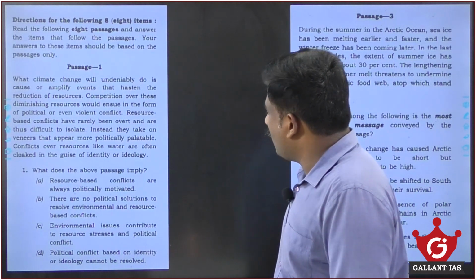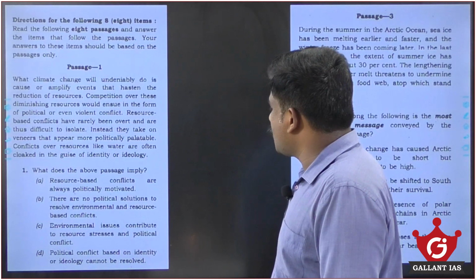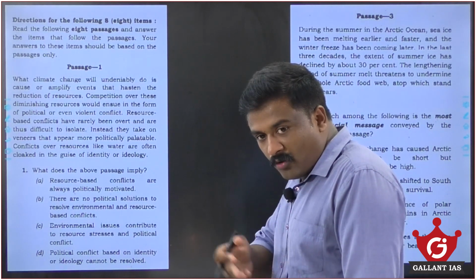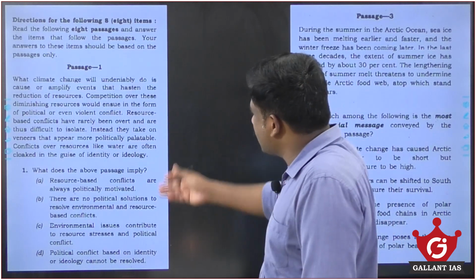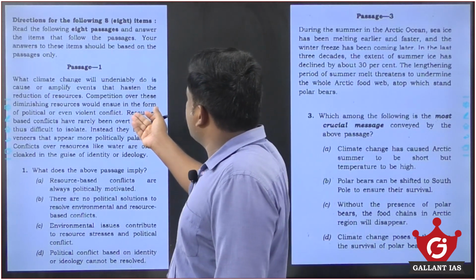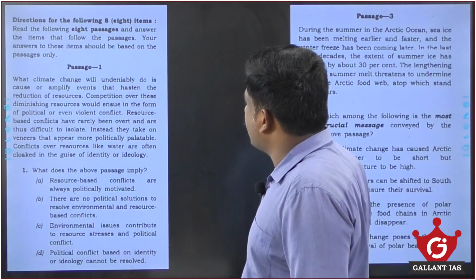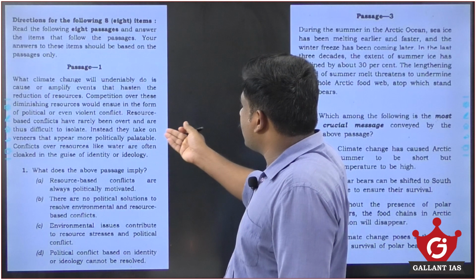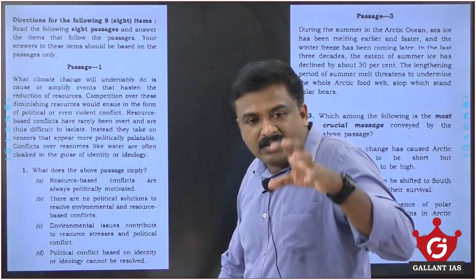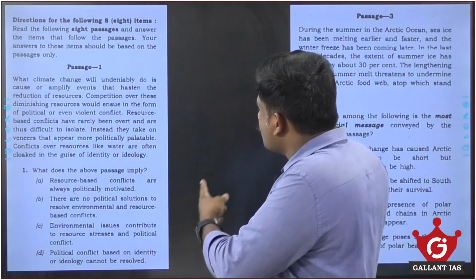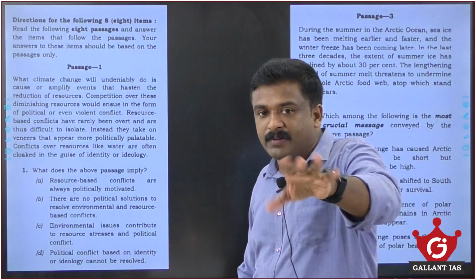The question is asking, what does it imply? Resource-based conflicts are always politically motivated. So the problem is, "always" is the word used. But nowhere in the passage do they say that. Competition over these diminishing resources will ensue in the form of political or even violent conflict. Resource-based conflicts have rarely been overt and are difficult to isolate. Instead, they take on venues and appear more politically palatable. So, it does not mean that resource-based conflicts are always politically motivated. Such an argument is not supported here.